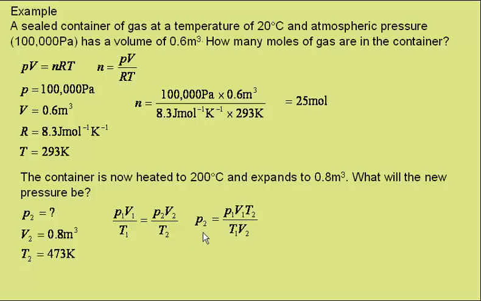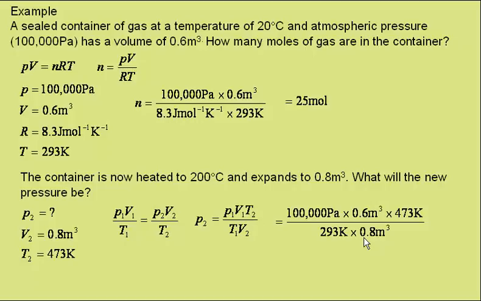Rearranging for pressure 2, putting in the values, we had 100,000 pascals times a volume 1 of 0.6 cubic meters. The second temperature is 200 degrees Celsius or 473 Kelvin, divided by temperature 1 of 293 Kelvin and the second volume of 0.8 cubic meters. This gives a new pressure of 121,075 pascals.